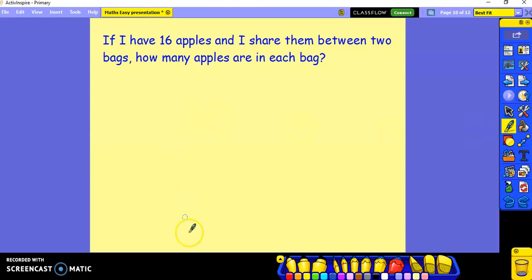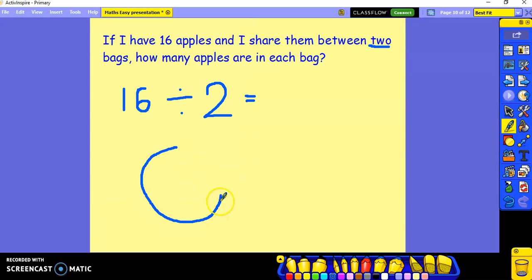Okay. So I know that my number sentence involves starting off with 16 apples. I'm going to share them between 2 bags. Now I've written it as a word this time rather than a number. So well done if you spotted that. So 16 shared between 2. So again, you could draw the bags or you could just draw some sharing hoops, which is what I'm going to do.